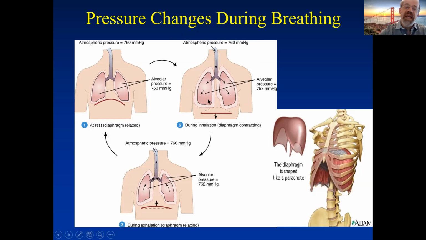If you look closely at this diagram, take a look at the lungs themselves, the size of the lungs. Take a look at them at rest, take a look at them during phase 2, and you notice they're bigger, right? There's a volume increase. The increase in lung volume is responsible for a decrease in pressure.